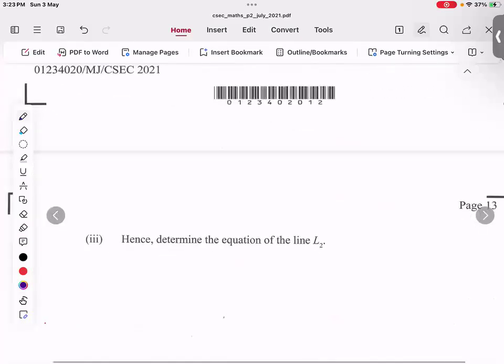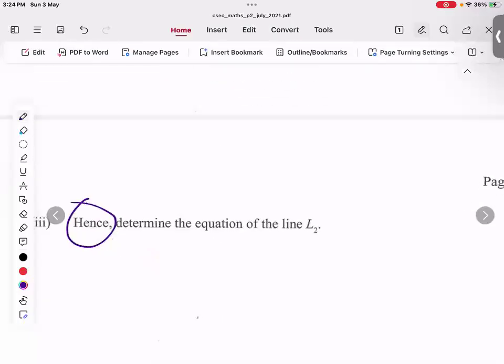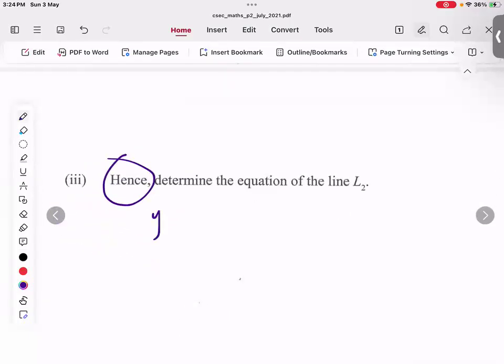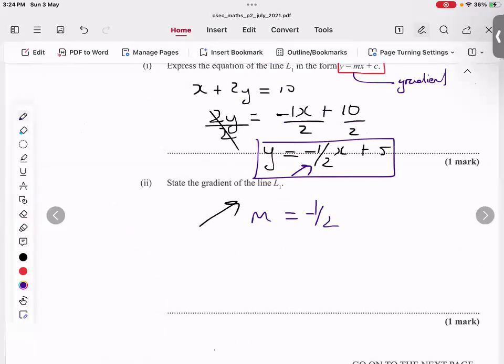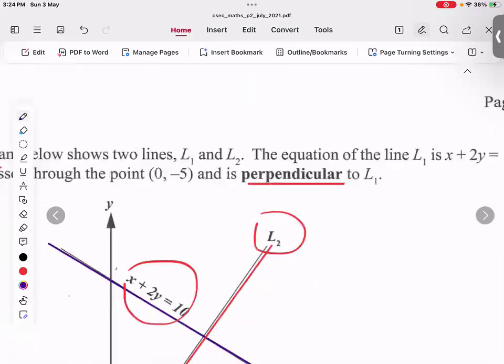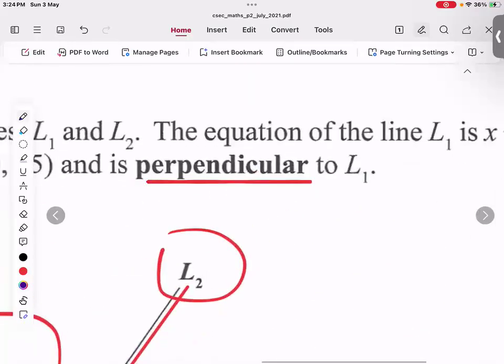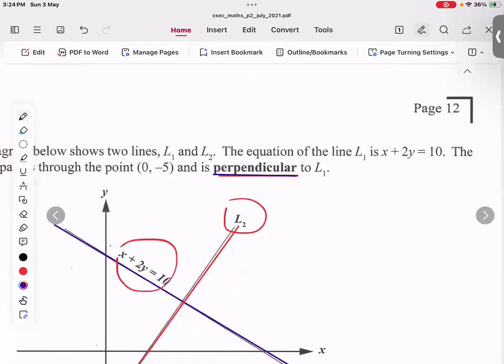All right, it says "hence," one of my favorite transitional words. Why? It connects my previous calculation with what I'm about to do now. So hence, we are to determine the equation of L2. We know that the equation of any line is y equals mx plus c, and m is the gradient. But the key word here, from way up here, is perpendicular.